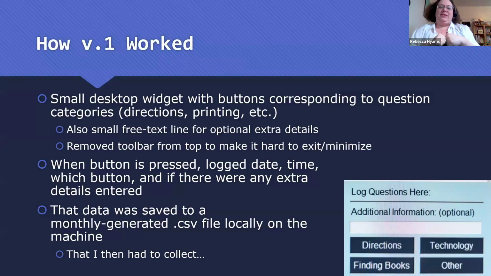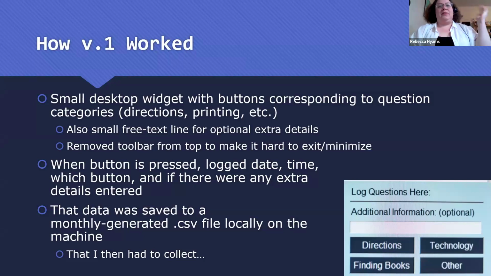By default in PySimpleGUI, it'll put a toolbar, a standard bar you see on the top of most applications, especially in Windows. I got rid of that. I hid it so that it wasn't super obvious to our users how to close it or how to minimize it. There is a secret way to close it that I did not tell any of them about because I don't want them closing it.